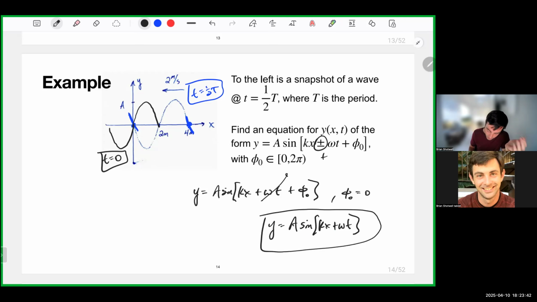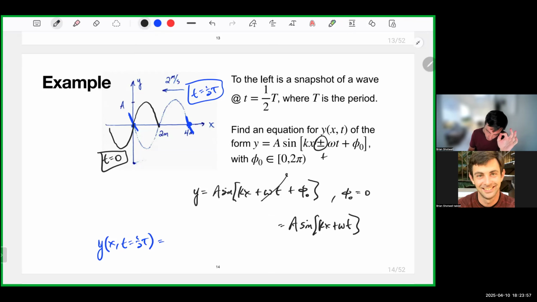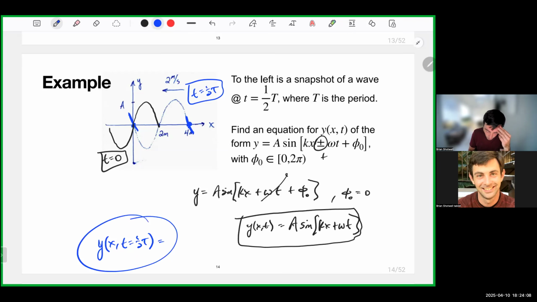So this is the y at any x and t. And in particular, what this means is that if you look at y of x at t equals 1/2 T, let's see what happens when we plug that in. Let's verify that. Okay, so let me pause what I'm saying. The thing that I just wrote down is true for any x and for any time. So the super general form of the equation. And I just want to verify that we get this blue picture back if we plug in t as 1/2 a period. So if we plug in 1/2 a period, we get a sine kx plus omega times 1/2 of a period.